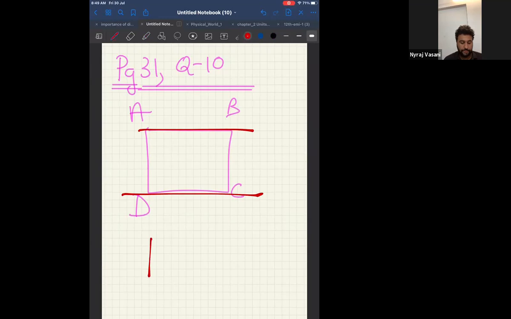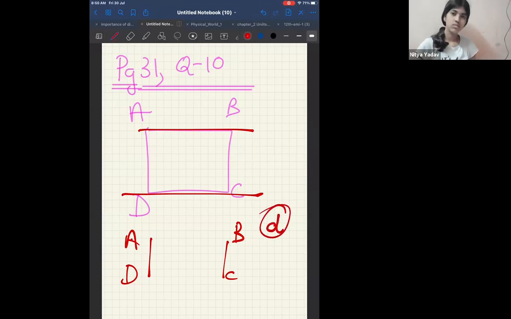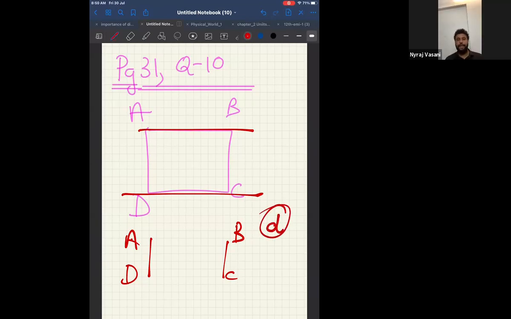Therefore, the only two sides where I'll get some force, torque or field is AD and CB. That is AD and CB or BC. Therefore, tell me which option matches these two vertical. Same like moving coil galvanometer. Answer will be D, in AD and BC.